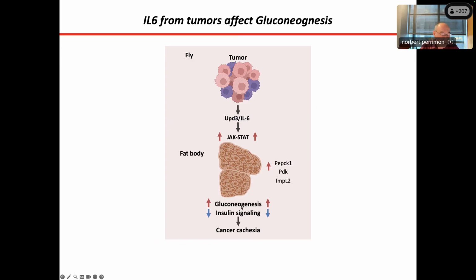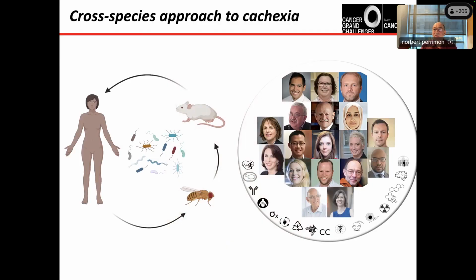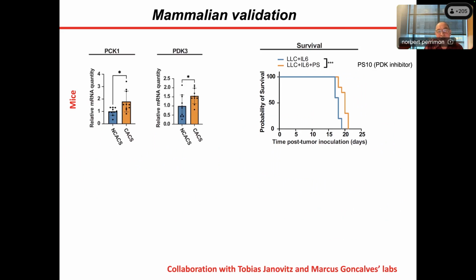We were fortunate to be part of a consortium called CanCan from the Cancer Grand Challenges. That involved a number of different groups, some that study cachexia in mouse, and some that study cachexia in humans. So we were able to take the observation that we made in flies and ask whether this regulation of gluconeogenesis was also affected in different cachexia mouse models. In one of the cachexia models, we were able to demonstrate that there is an increase in PepsiK and PDK expression in the cachectic mice.